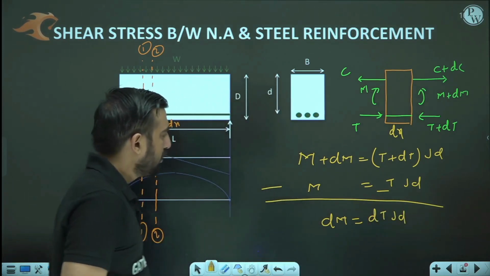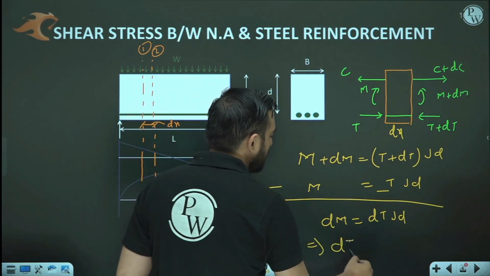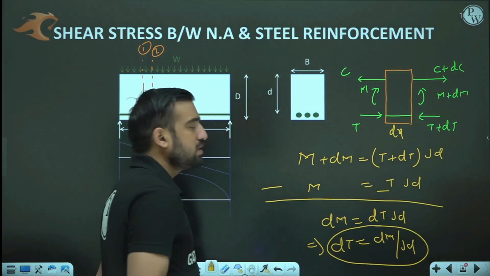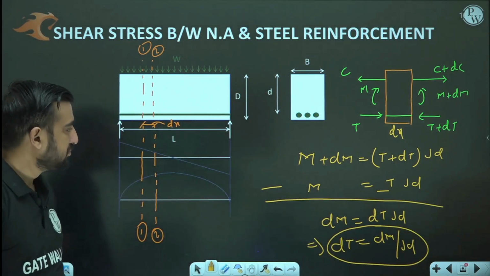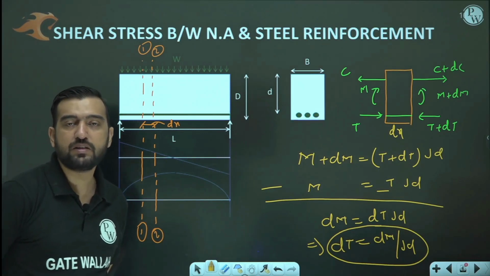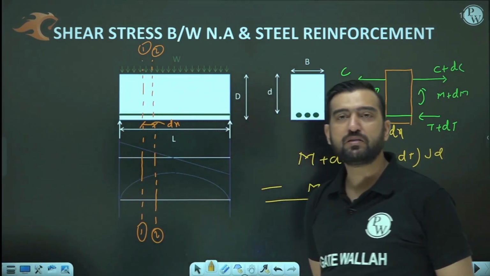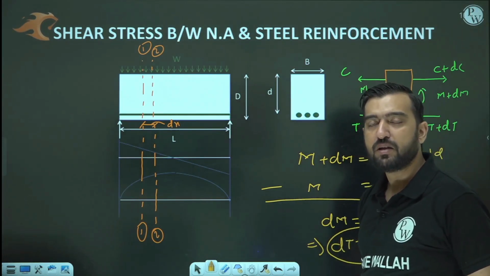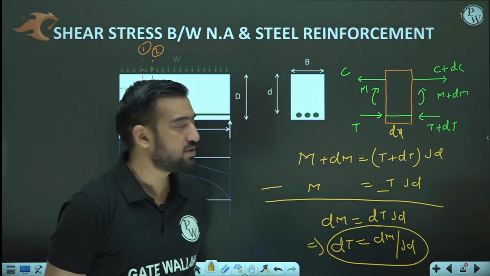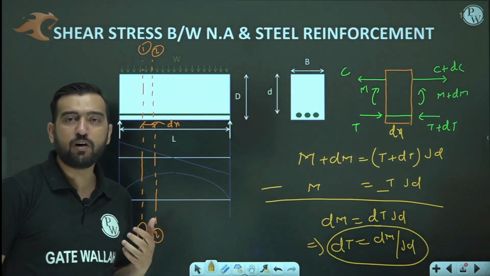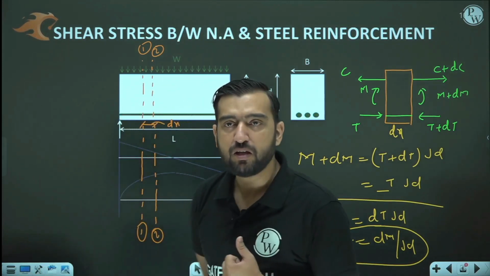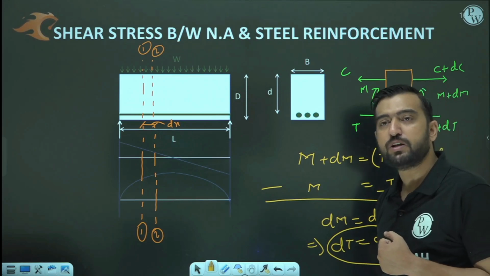So dear friends, you know this is the dT, and this dT is dM over jd, no doubt. This dT is dM over jd. And this dT is responsible for shear between the neutral axis and the CG of the tensile reinforcement, because you can check that between the CG of the tensile reinforcement and the neutral axis, no concrete is there. So the entire shear which is acting there is due to this unbalanced force dT. So if we want to make our section safe in shear, then our section must be capable of resisting this dT. So due to this dT, what are all the stresses which are going to be induced on my section?